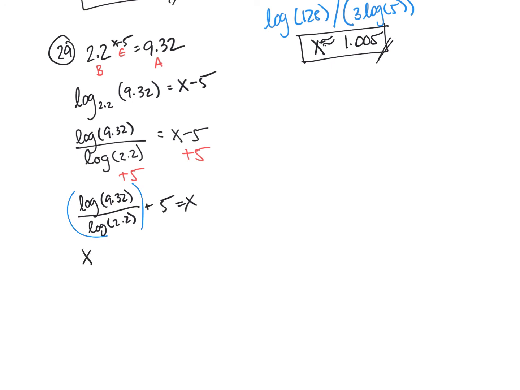When we plug this into our calculator and round to the third decimal place, we should get x is about 7.831. And there you go. So this has been solving with a variety of different rules using logarithms. So if you can do this, I think you're going to be okay. Let me know if you have any questions, and I look forward to seeing you in class.